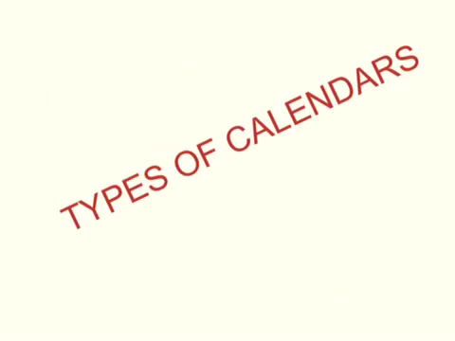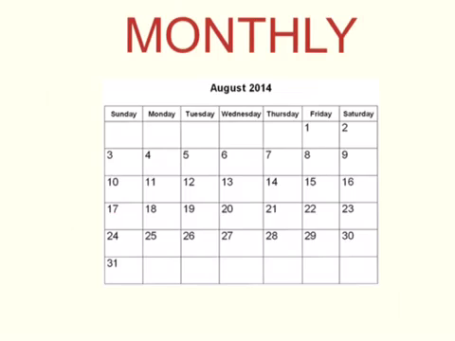Now, there are many different types of calendars that you'll see in the world around you. This one here is a monthly calendar, and it gives you an overview of the whole month ahead of you. It's useful for planning like trips away, birthdays, so you remember what's coming up ahead of you. This one is showing the month of August.